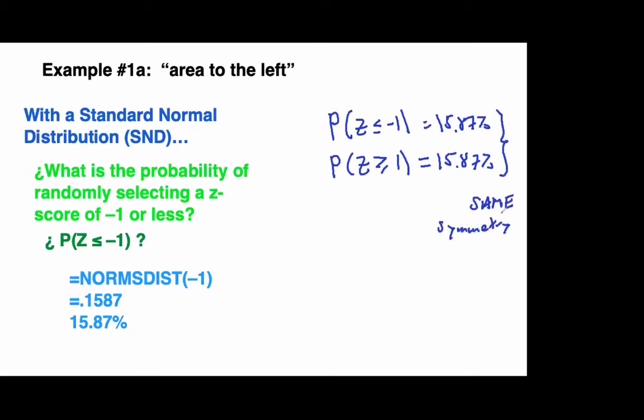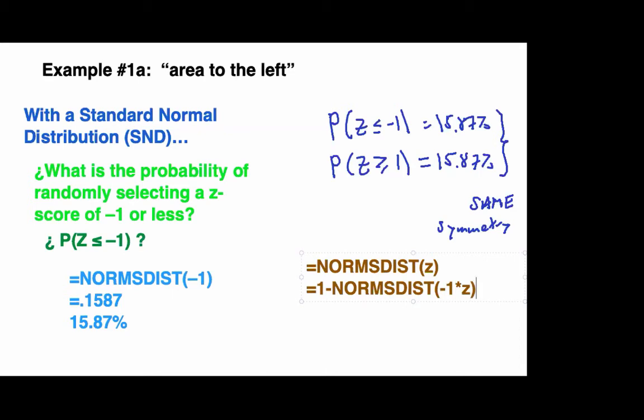Alternatively, if I want the area to the right, I can use the rule of complements from probability. The Excel function NORMSDIST gives the area to the left, so if I take 1 minus the value from the function, that will give me the area to the right. Using the symmetry of the SND, we have the relationship that the area to the left of z is 1 less than the area to the left of -z.